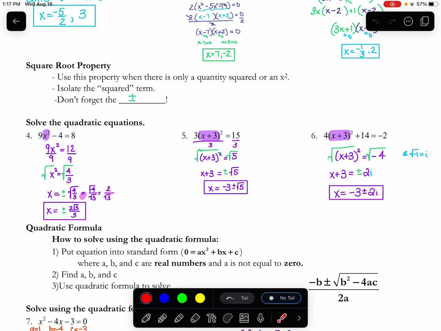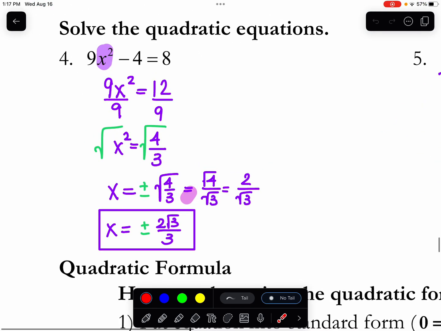But not every quadratic can be factored. And so when there's only one quantity that is squared, or one x squared, not an x term, what we're going to do is isolate that squared term. And when we take the square root of both sides, don't forget the plus or minus. So for example, here's a basic one.